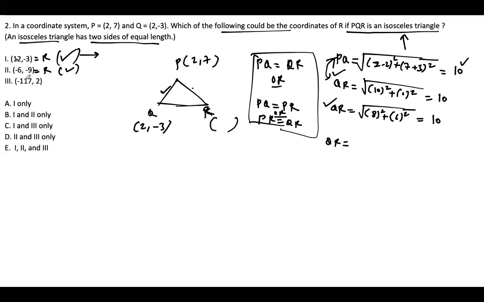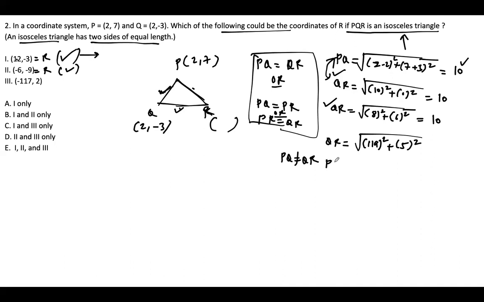Minus 117 minus 2, which is minus 119. So 119 squared, plus 2 minus of minus 3, which is 5 squared. But is it equal to 10? No. So PQ is not equal to QR. But there can be other possibilities. Let's say this is not equal to this, but there may be a possibility wherein this and this are equal, or this and this are equal.